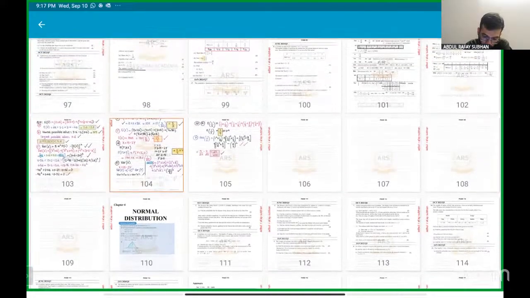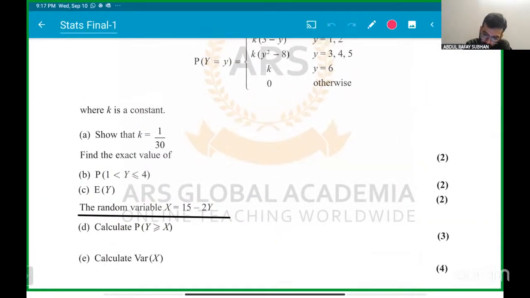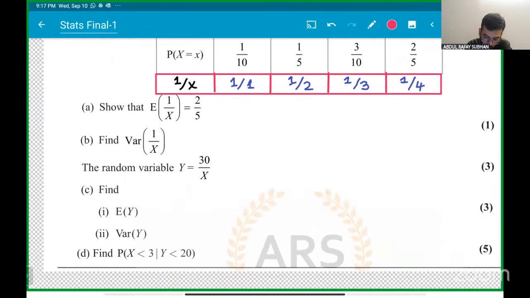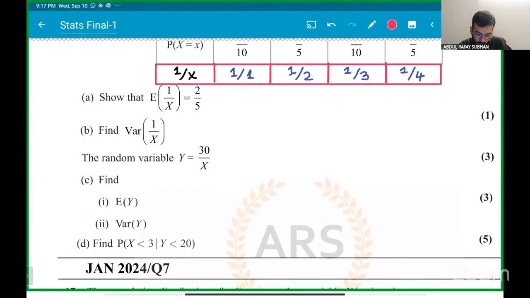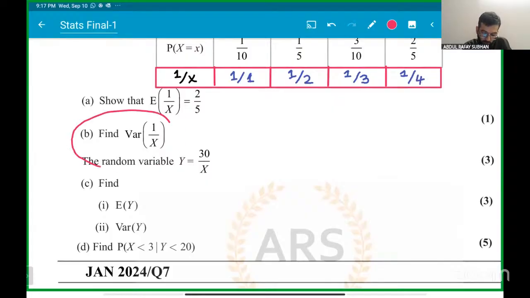And coming back, now we are discussing the next parts. Now comes the next part C. I'll give you a couple of minutes to read it. We have done till part B, find the variance of 1 over x. Now we have the random variable y equals 30 divided by x. So we have to get the mean and variance of y. Is everyone getting it? Is everyone following how to get the mean and variance of y?